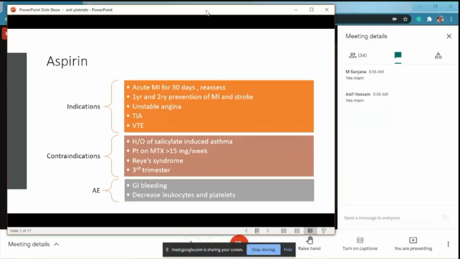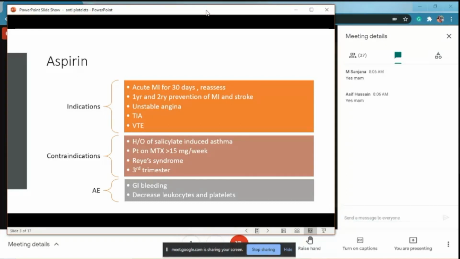So we are all aware of the mechanism of action of aspirin. Aspirin inhibits COX-1 and inhibits thromboxane synthesis, and thereby it irreversibly inhibits platelet aggregation, right? So remember the term irreversible. Now, let's have a look at the quick indications.